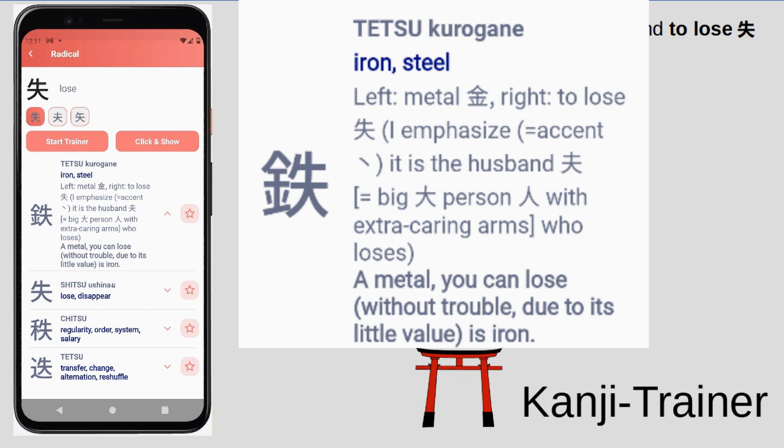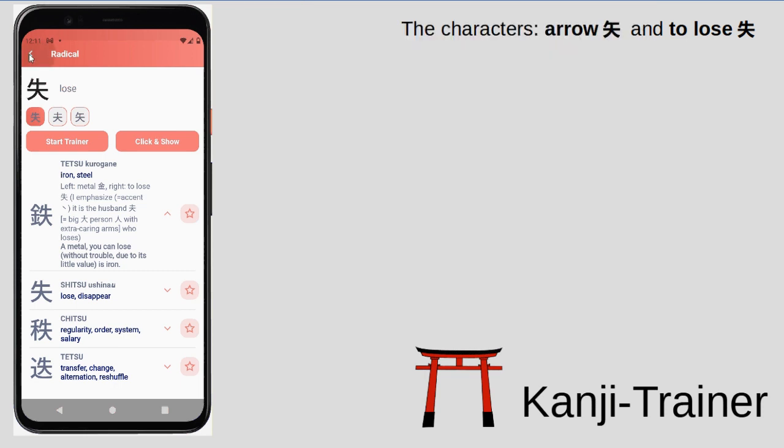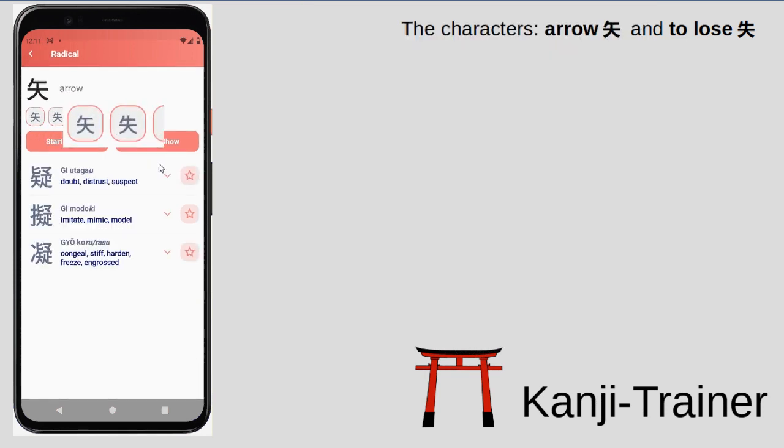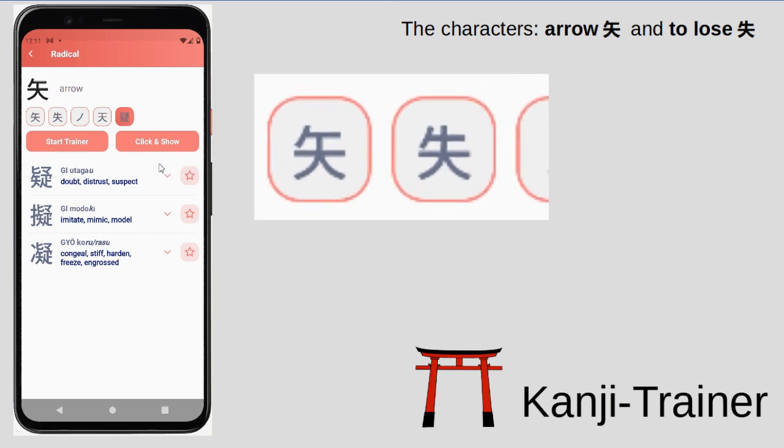Okay, let's end here and I go back to the page for the arrow. Here I see again the characters for arrow and lose, which are very similar, but I'm pretty sure that you will not mistake those characters anymore, because you will remember that the arrow has the image of a small arrow in the sky, and the sky is the line above the big man, whereas the character for to lose is the character with the husband, which is the big person with the double arms.